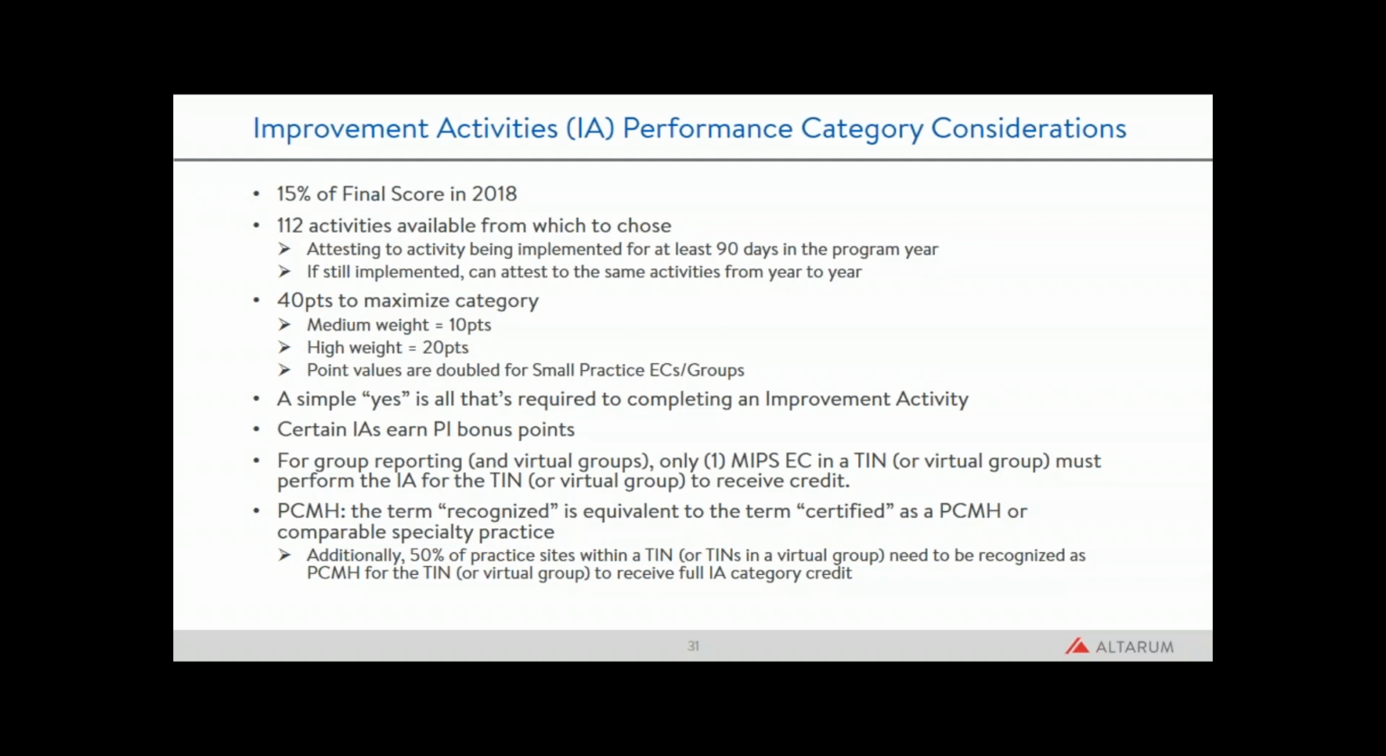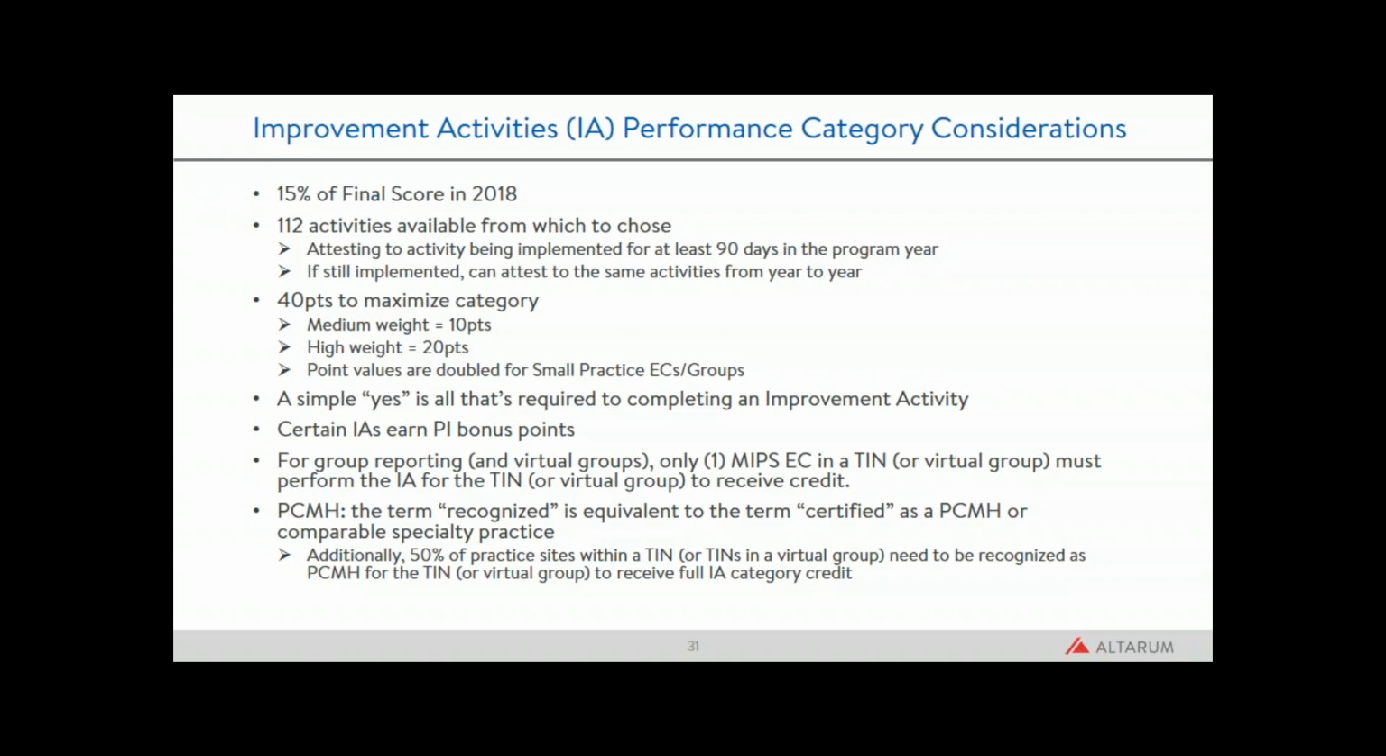Certain improvement activities do earn PI bonus points. I think there's 19 of them or so that are tied back to the PI category, meaning if you are implementing that improvement activity by leveraging your certified EHR technology, it's going to earn some bonus points back on the PI category. But as I just mentioned, you probably don't really even need those bonus points there either, because if you're meeting those meaningful use objectives, you're probably doing just fine in PI without those bonus points, as the example I shared showed you as well.